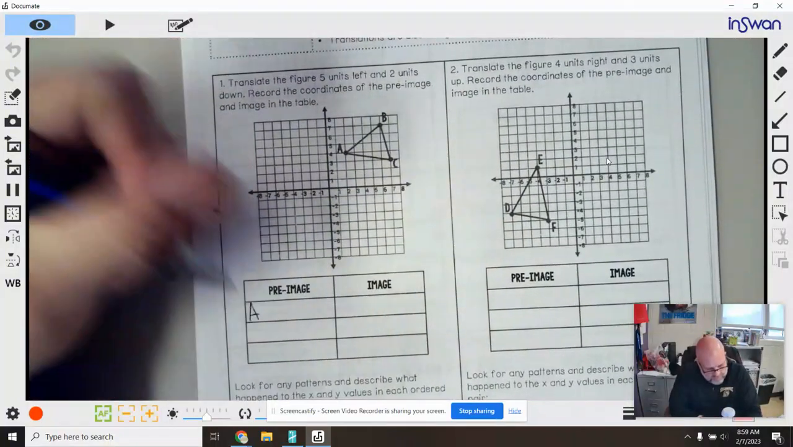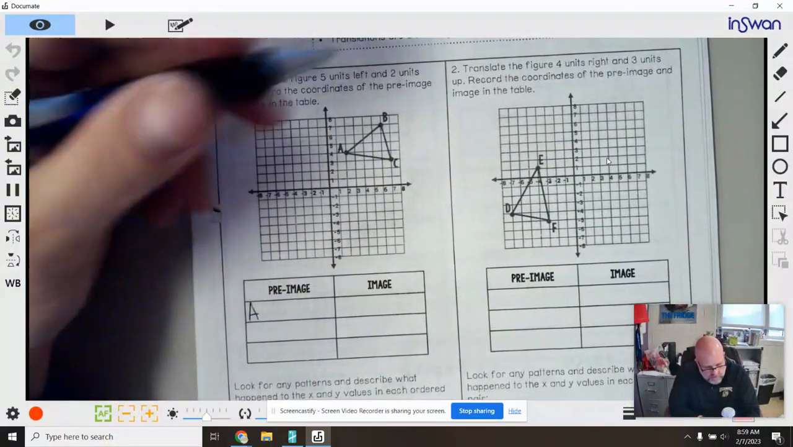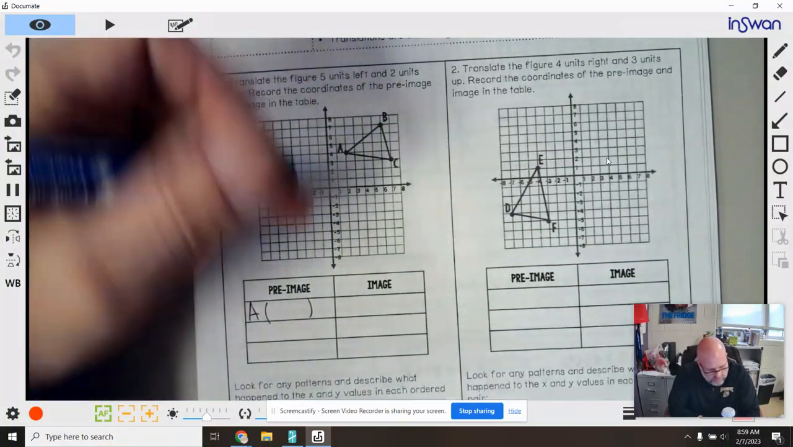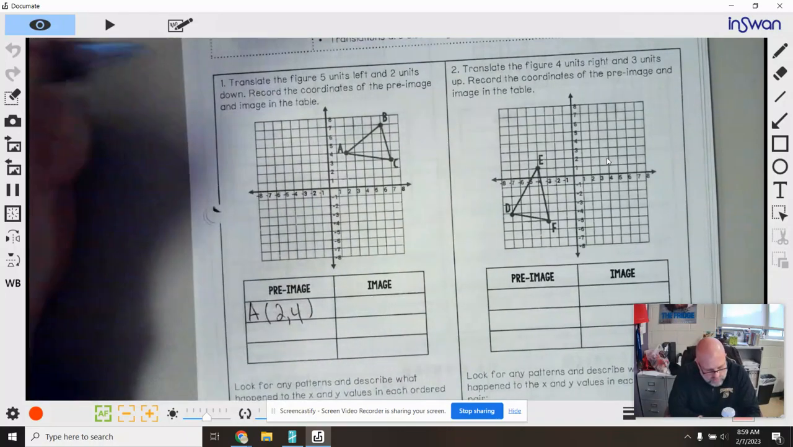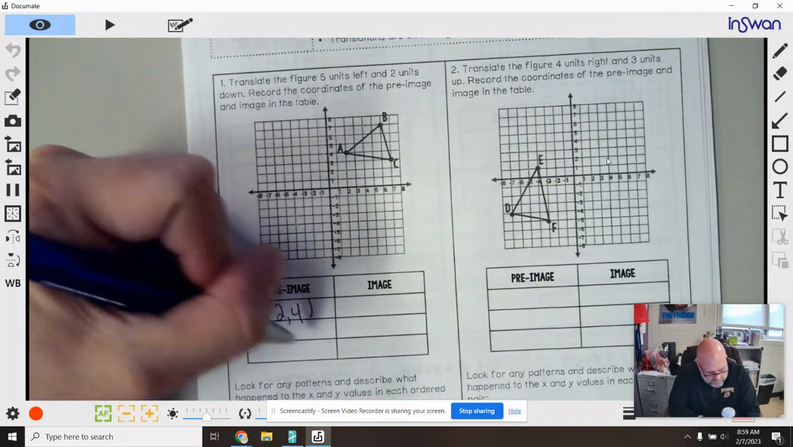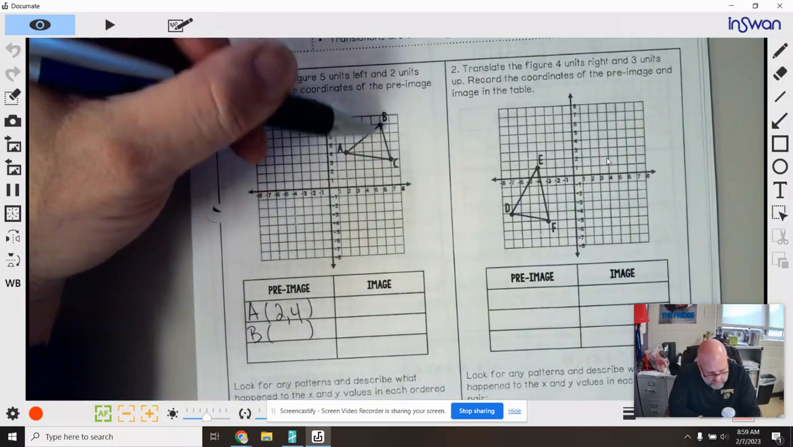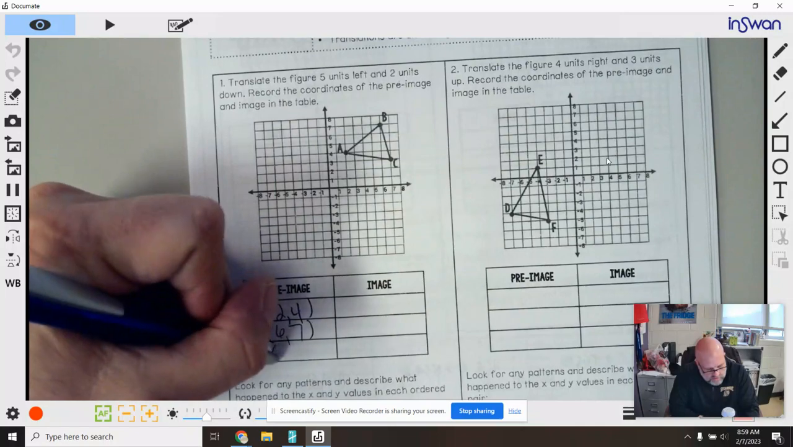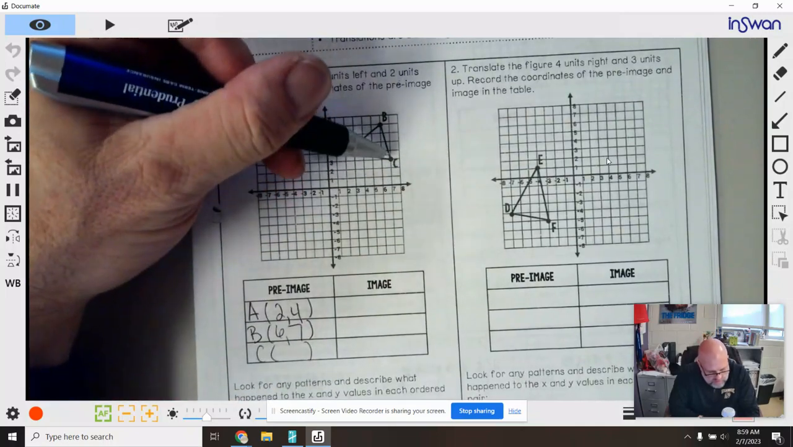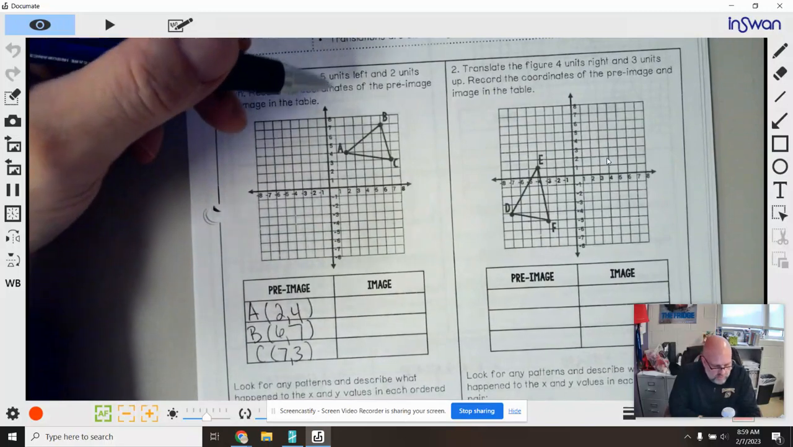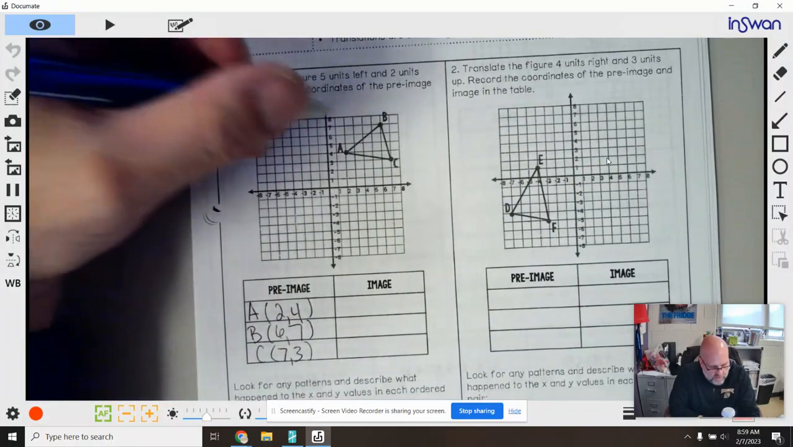Point A, in our pre-image, that means our regular one before any changes happen, is at 2, 4. Go over 2, up 4. B is over at 6 and up to 7, so 6, 7. And C, we see it's at 7, 3. Now, the directions say move each point 5 to the left and 2 down.